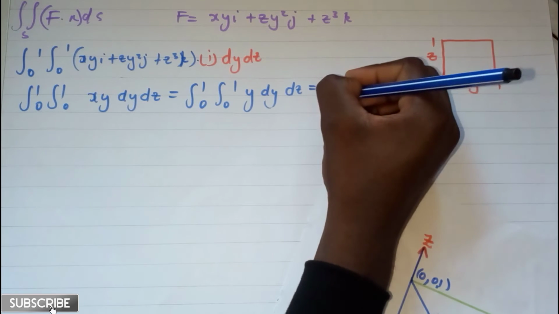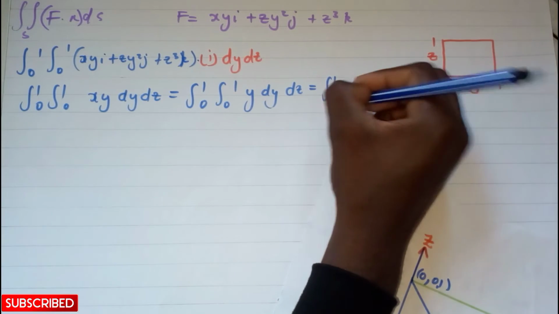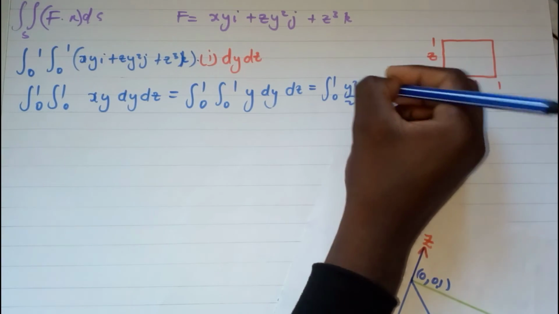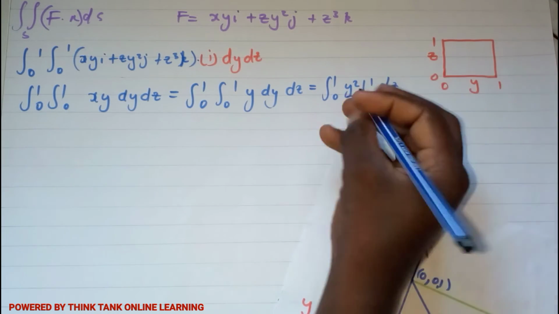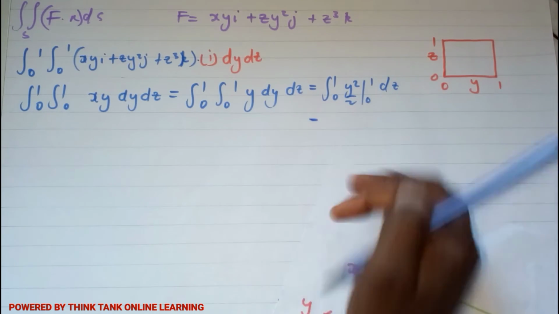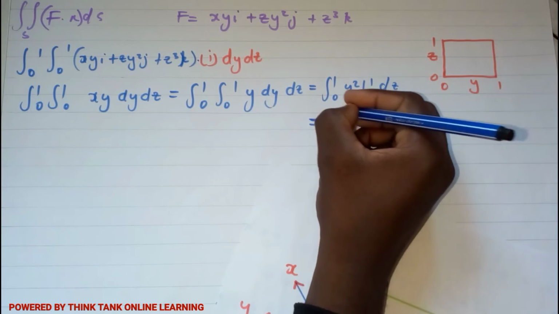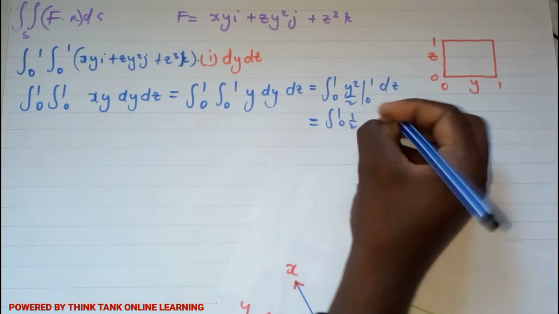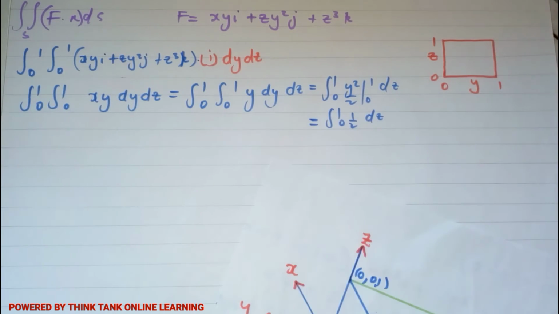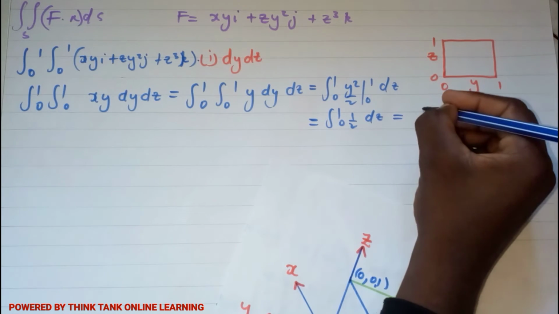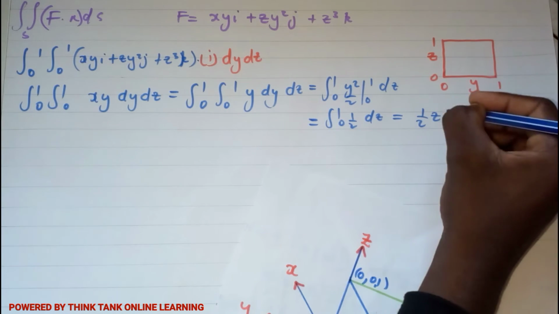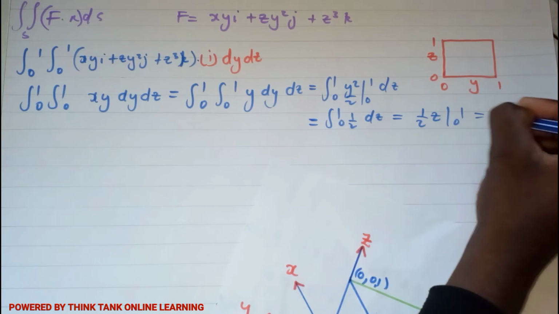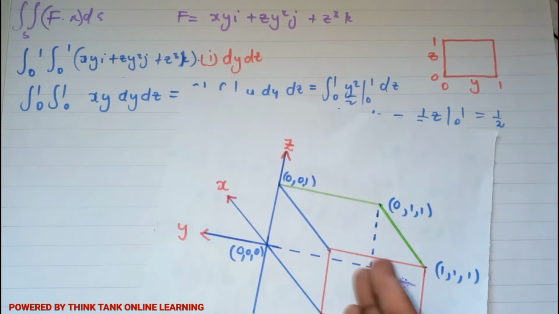Now let's integrate with respect to y first. We have y squared over 2 from 0 to 1 dz. What do we get here? We have the integral from 0 to 1 of 1 half dz. If we integrate with respect to z, we have 1 half z from 0 to 1, and we have 1 half here.